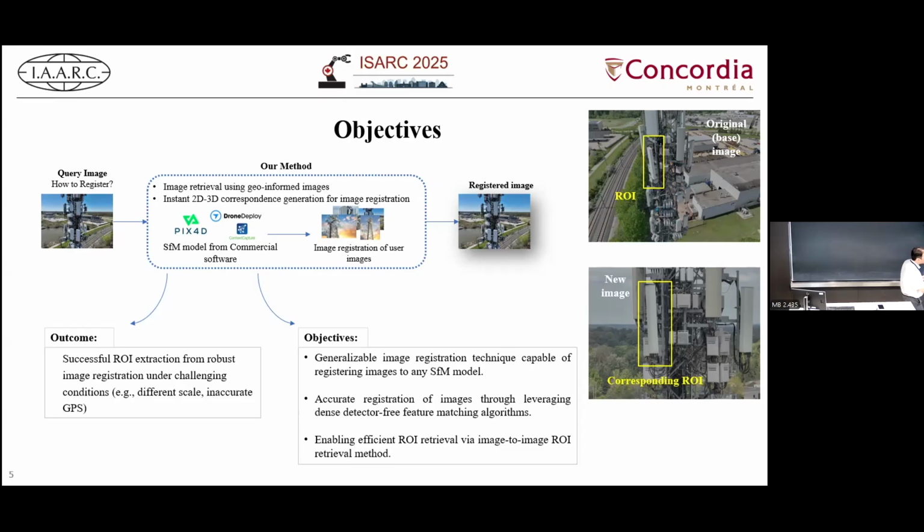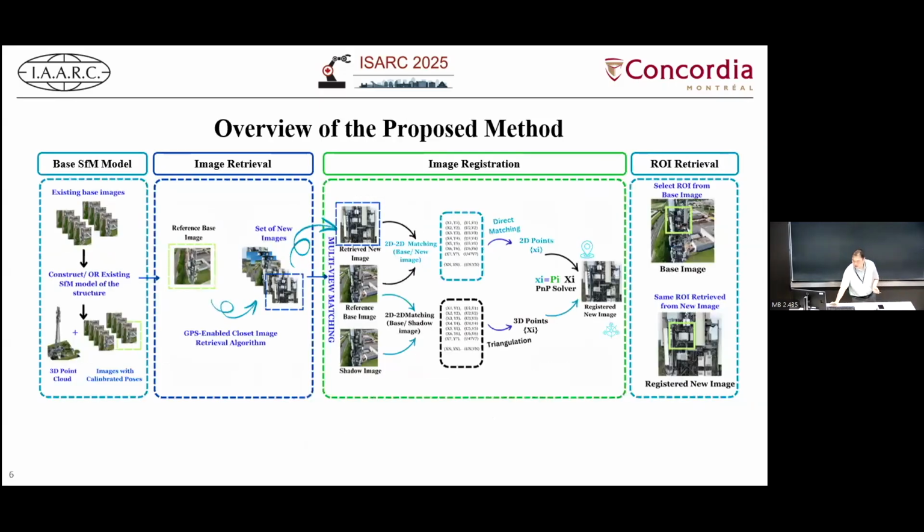Basically, what we are trying to do is this: this is a baseline SFM model. We make the bounding box, and then we have a set of new images, and our method automatically finds the bounding box of the new set of images. That's our goal.